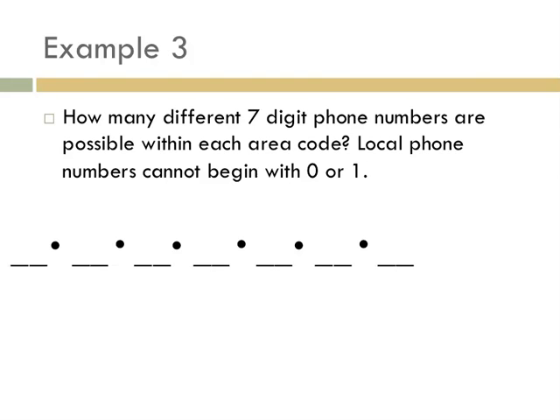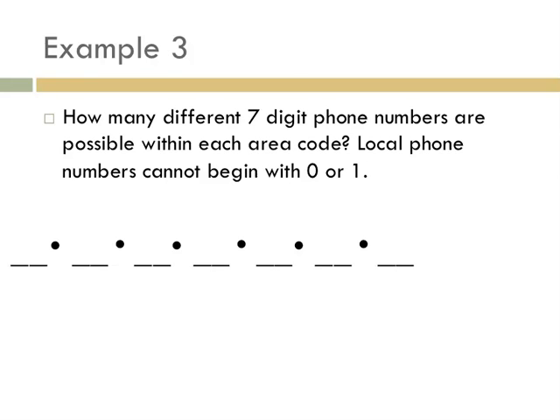And now we just need to know, for each of these spots, each of these blanks, how many possibilities are there? Well, each digit, how many different digits are there? From 0 all the way to 9, that's 10 digits that are possible.